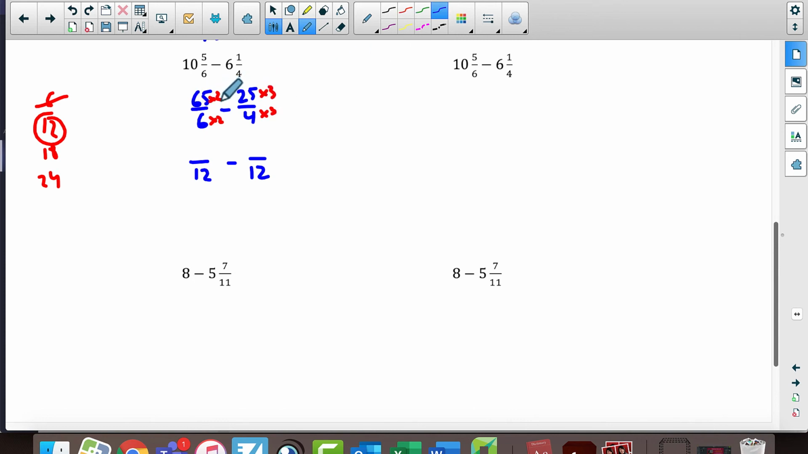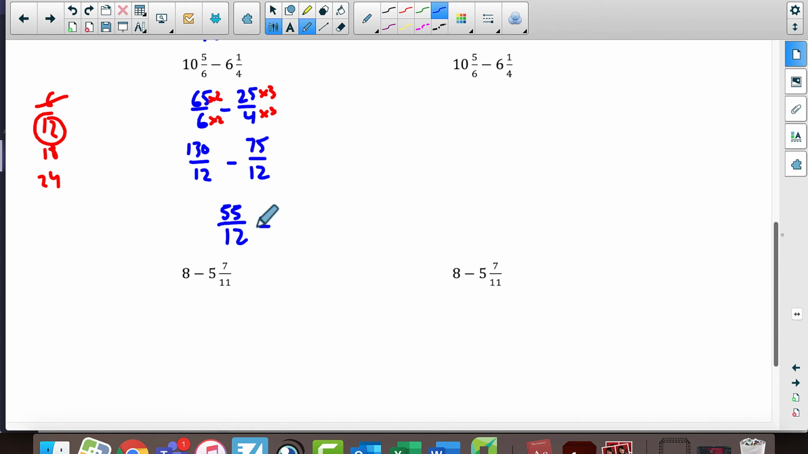65 times 2 is 130. But what if you're multiplying by 7 or something? It'd be really hard, right? 25 times 3 is 75. So, denominator stays the same. Okay, see, here's an example here. You got to do 130 minus 75. Ooh, not the easiest thing to do. It actually works out that it is 55. And I believe that's in lowest terms.